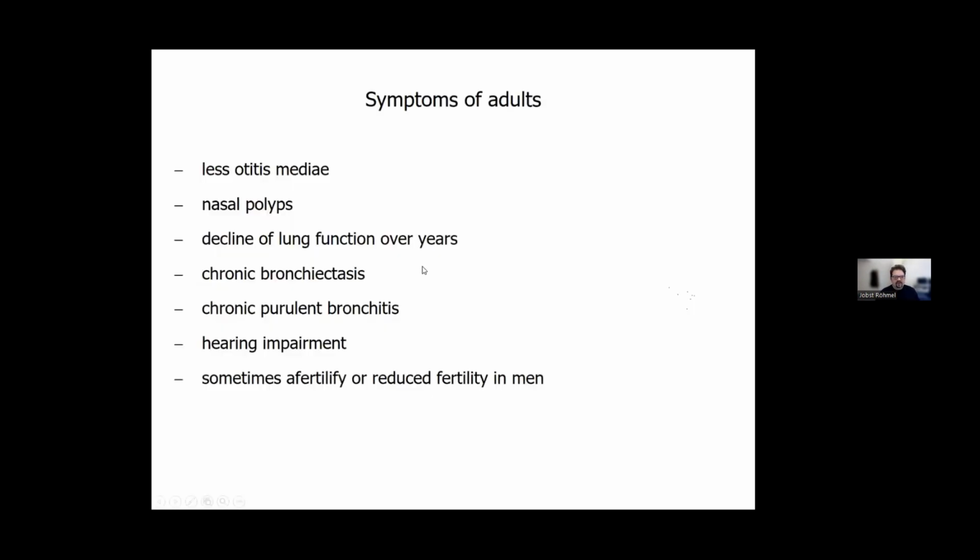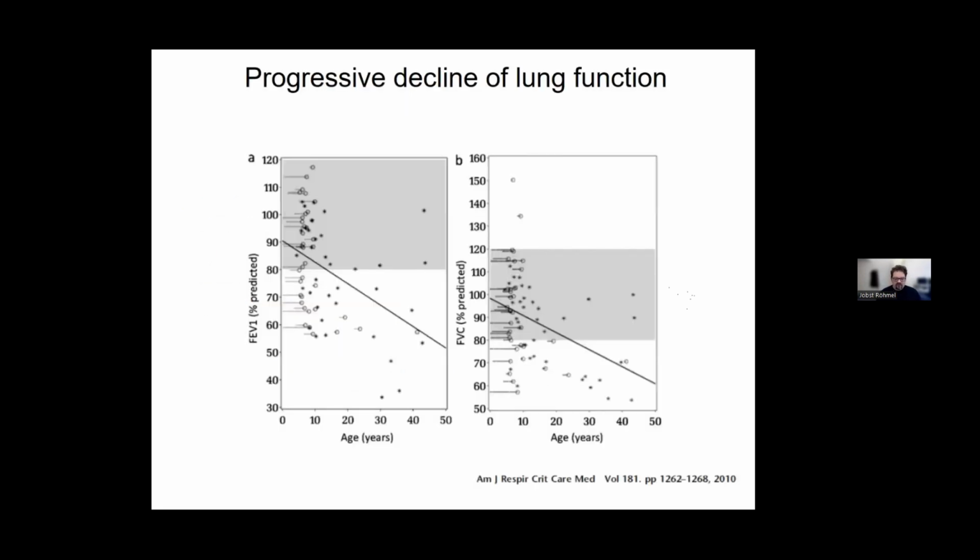So in adult patients, there's less otitis media, but they tend to have nasal polyps. Over the years they have a decline of lung function, chronic and progressive bronchiectasis, and chronic bronchitis, and also hearing impairment, and sometimes infertility or reduced fertility in men. I think I already said that. And we look at this older data.